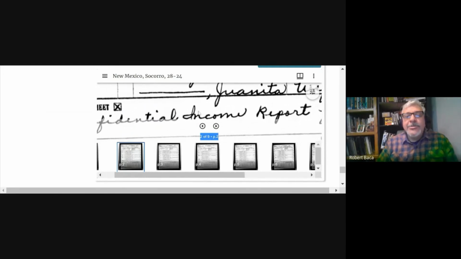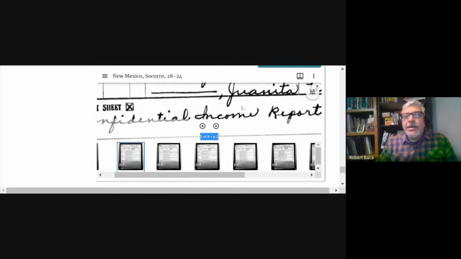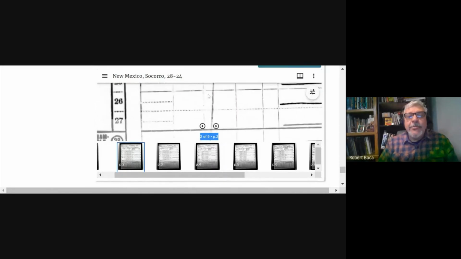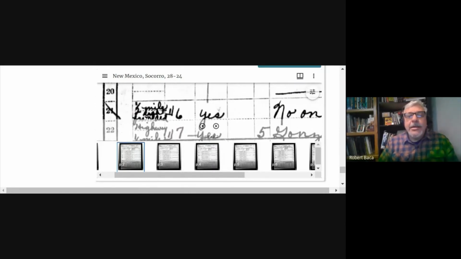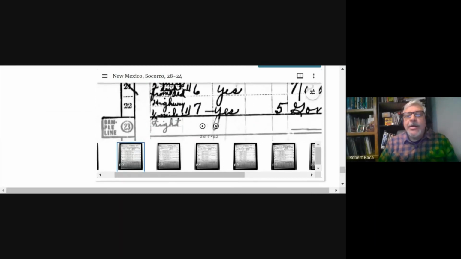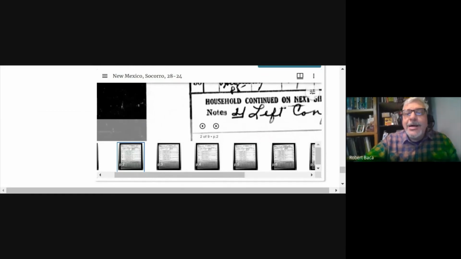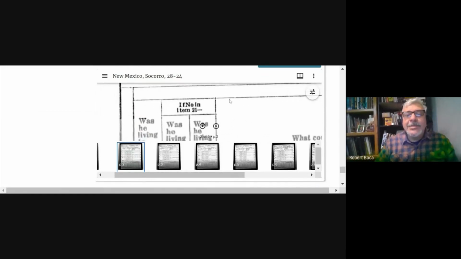Now, here's an interesting thing. It says 21 left confidential income report form. And who was 21? Let's see. Go back up here. That was no one. I don't know what that's all about. Okay. So, maybe I don't know what that's all about.